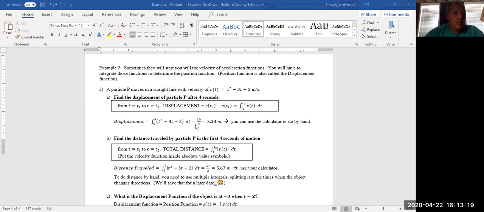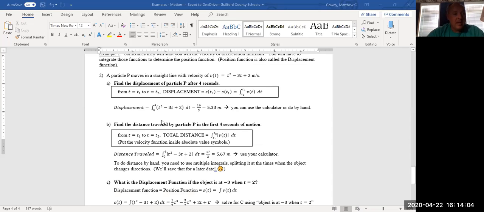You can either use your calculator to work that out, or you could do it by hand, either one, but there's our displacement. Now, if I want to find the distance traveled, remember, displacement is just the difference from starting point to ending point. Distance traveled, if the thing switches directions, is going to be longer than displacement. In order to get the distance traveled, we're going to put the velocity function in absolute value symbols. We're still going to go from the start to the end, but we'll do it with the absolute value. What that absolute value does is, every time it goes backwards, it turns that into a positive distance rather than a negative distance.